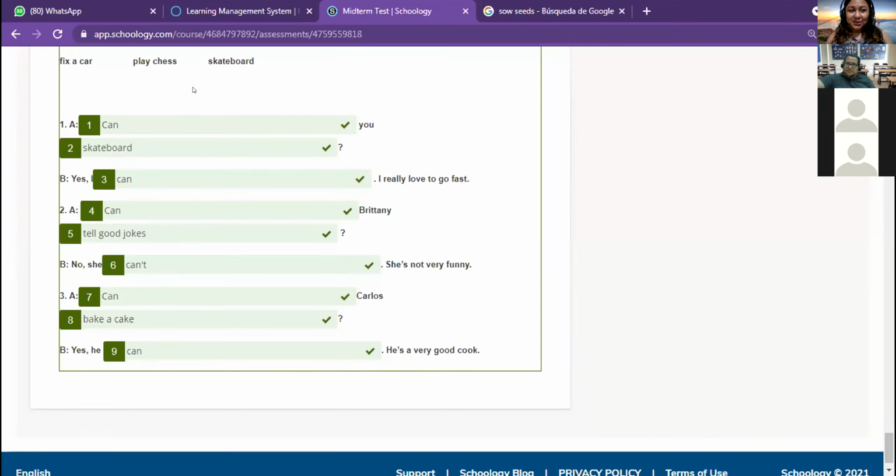Oh my god! All right, take a look. I think this one was the most confusing one, and the one you got confused. Look. Yes, I do understand. We're supposed to complete it like this. Skateboard. Okay. So listen, you just have to write the verbs over it, and you can. And the person says, "Yes, I can. I really love it." Some of you selected, "Can you fix a car?" But a car in this case, that's not the right answer because the person says, "I really love to go fast."